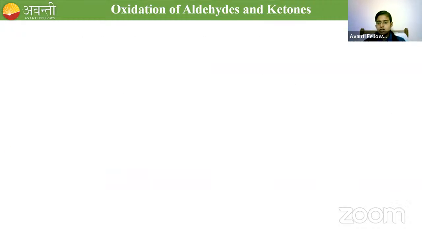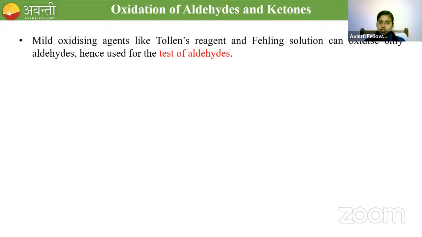Okay. The next point about oxidation is the mild oxidizing agents. Mild oxidizing agents like Tollens reagent and Fehling solution can oxidize only aldehydes. Hence, they are used as a test for aldehydes. So we are going to study these two reactions now. The very first is the Tollens test, also called the silver mirror test. These two tests are used for aldehydes.